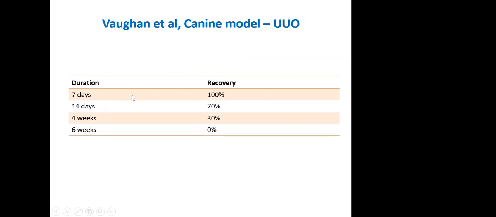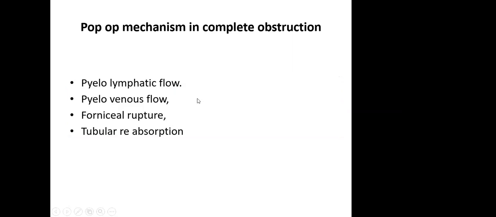What he told is, in unilateral obstruction, if you treat within 7 days, there will be 100% recovery. If you treat within 14 days, there will be 70% recovery. But after 6 weeks, even if you relieve the obstruction, there will be no recovery of the function. That is, no recovery of the glomerular function and tubular function. So the ideal time is to treat the obstruction within 7 days, and there will be 100% recovery of both glomerular function and tubular function.